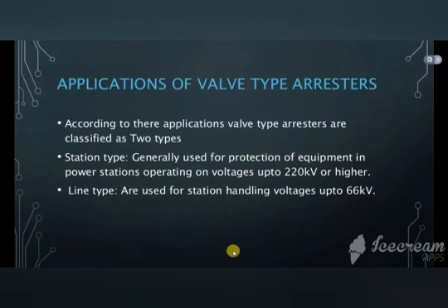Then applications of valve type arresters. According to the applications, valve type arresters are classified as two types. One is station type, another one is line type. Station type is generally used for protection of equipment in power stations operating on voltages up to 220 kilovolt or higher. Line type is used for stations handling voltage up to 66 kilovolt.